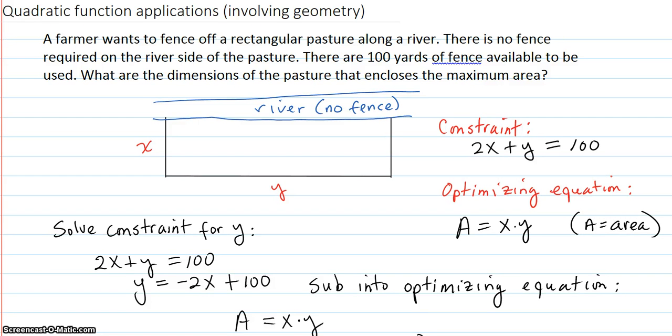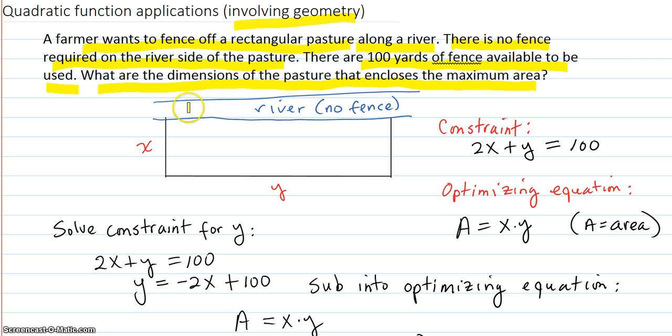Quadratic function applications. This one is involving geometry. So a farmer wants to fence off a rectangular pasture along a river. There's no fence required on the river side of the pasture. There are 100 yards total of fence available to be used. What are the dimensions of the pasture that encloses the maximum area?